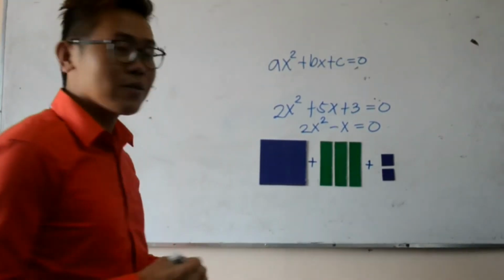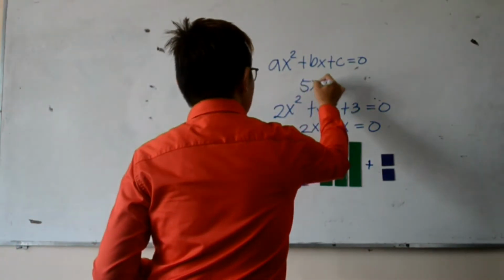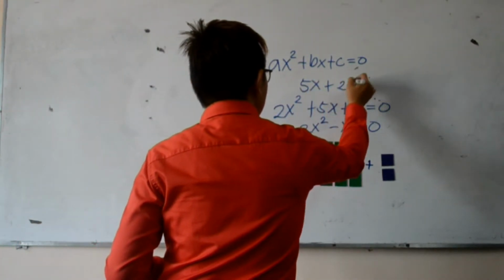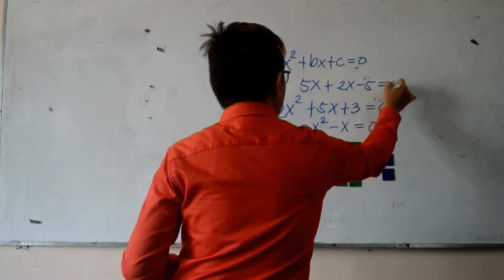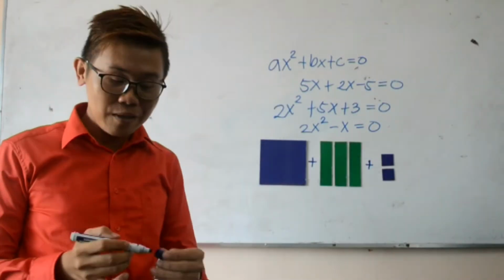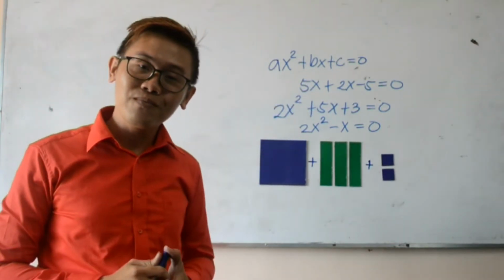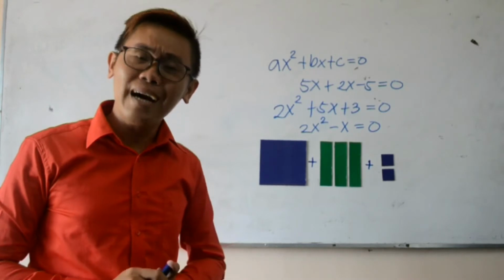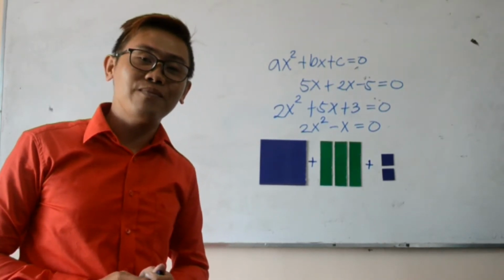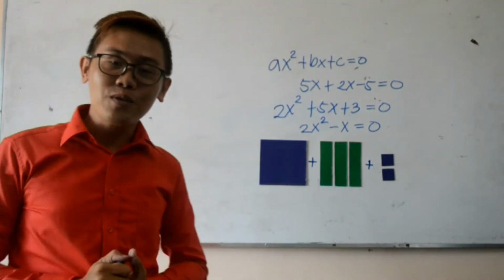How about this third example? 5x plus 2x minus 5. Is it a quadratic equation? Yes, it is not a quadratic equation because no terms are raised to 2.